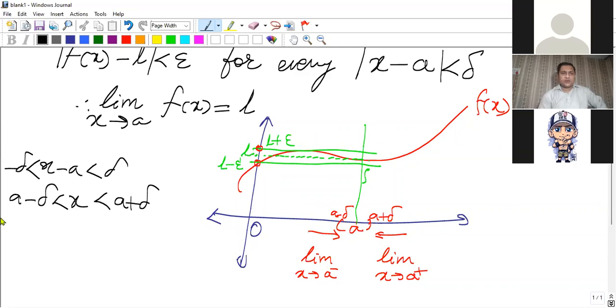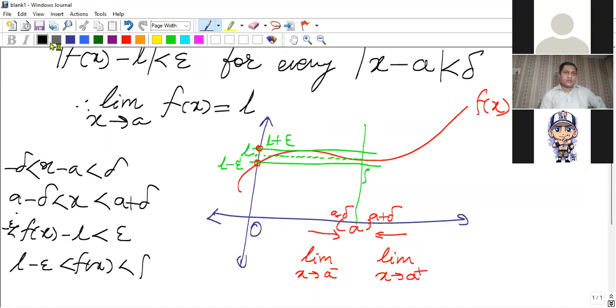Using this equation, we get the interval: x is in the interval A minus delta to A plus delta, and this is the interval that I have noted here. So x is in the delta neighborhood of A. And now the same thing for f of x. f of x minus L is less than epsilon and greater than minus epsilon. So L minus epsilon is less than f of x less than L plus epsilon. I have noted the interval for f of x here, L minus epsilon to L plus epsilon.